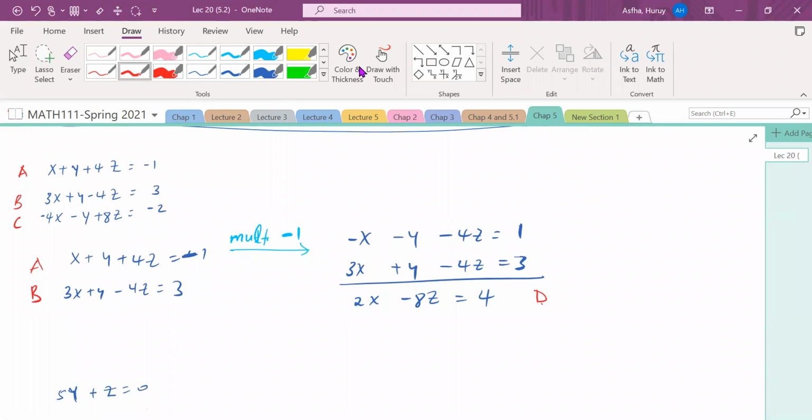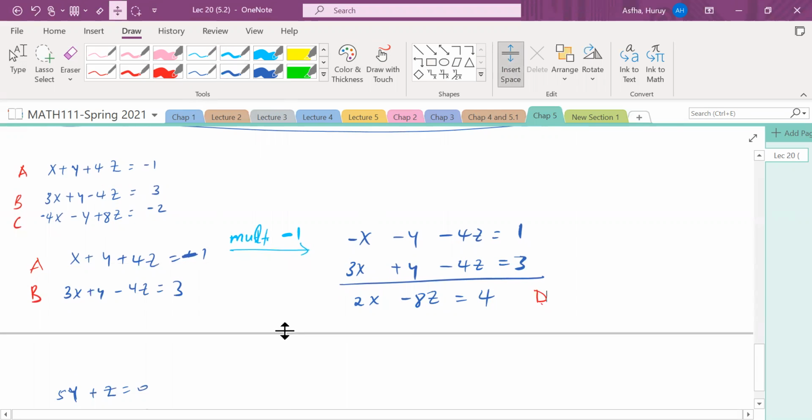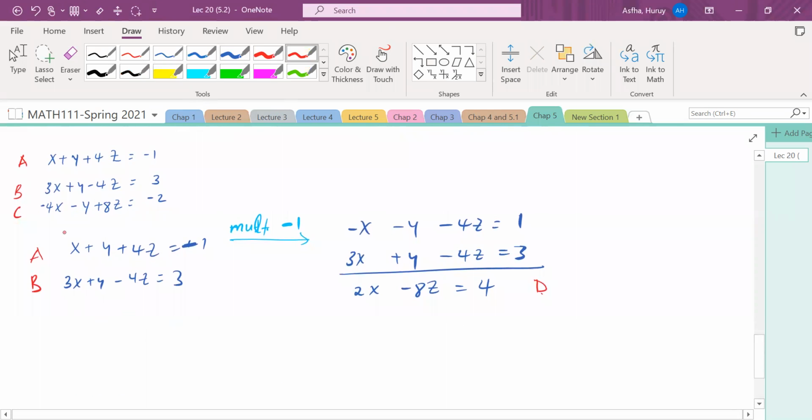And again, we pick maybe B and C, doesn't matter.